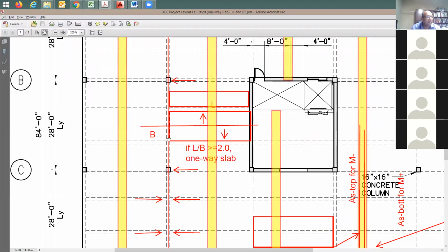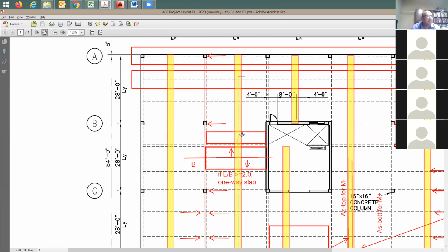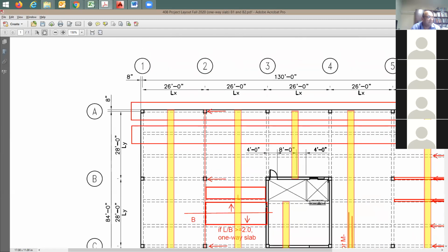We call this L and B. Someone is going to call it LX, LY, which is fine. So this length is 28 feet, right? This bay here is going to be 28 feet, 26 feet, by the width of it, which is 9 feet and let's say about 4 inches, or 9 feet. So 26 divided by 9 is how much? Is it more than 2? You say yes, of course. You have up to 13 feet for the slab span to make it one way. So we should be fine. This is a one-way slab.